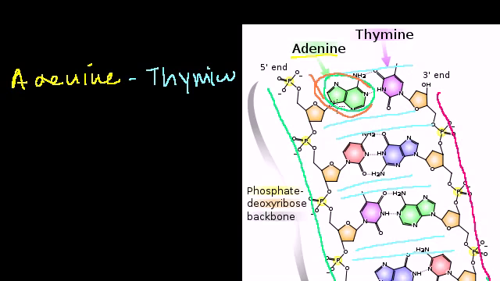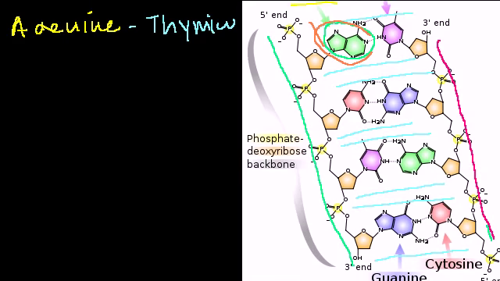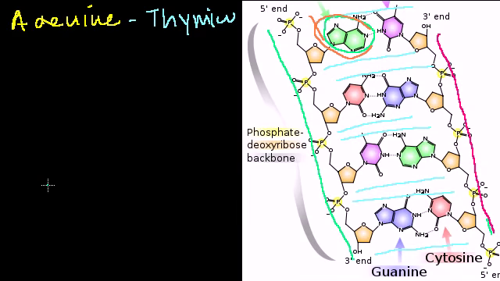If you have thymine, it's going to pair with adenine. And then you have guanine, and it pairs with cytosine.